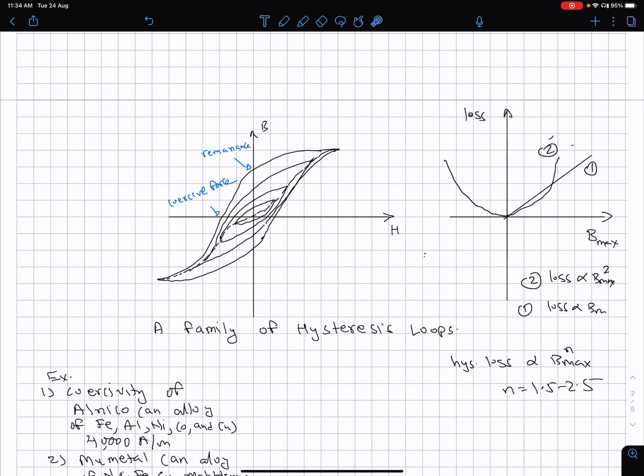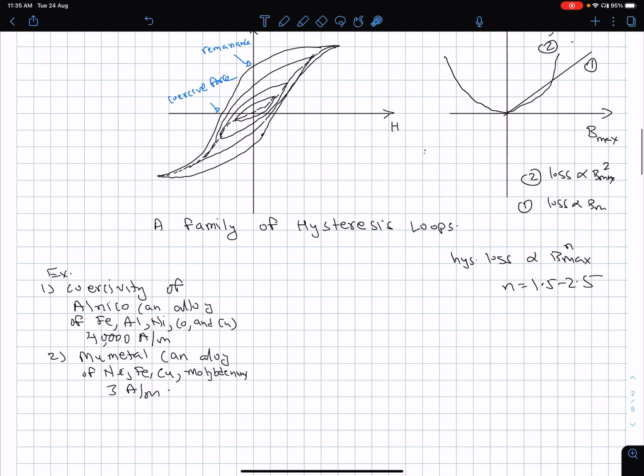And from here or here, if you want to demagnetize the magnet itself, you have to apply current in the opposite direction. The H that needs to be applied, which is proportional to the current, so that B becomes zero, that is, it is demagnetized, that point is called the coercive force.